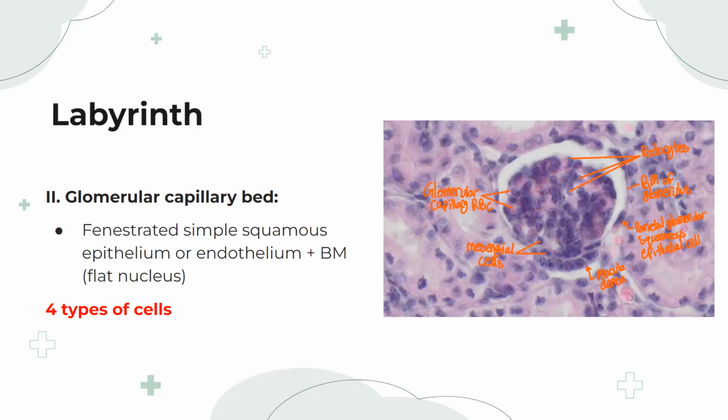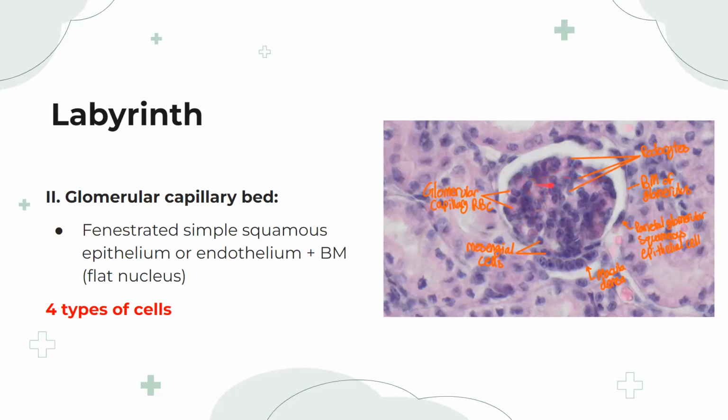Podocytes, endothelium, so simple squamous epithelium, and you have red blood cells. Exactly, that's your type. I forgot the last one. Mesangial cells. Yeah. So exactly.